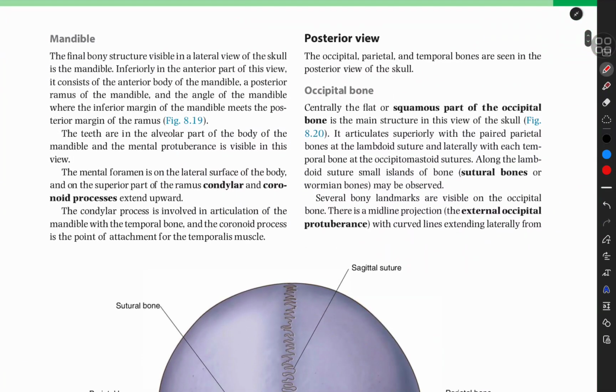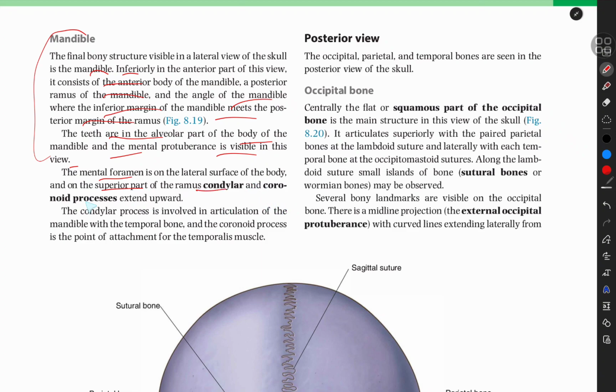The mandible. The final bony structure visible in the lateral view of the skull is the mandible. It consists of the anterior body of the mandible, the posterior ramus, and the angle of the mandible, where the inferior margin of the mandible meets the posterior margin of the ramus. The teeth sit in the alveolar part of the body of the mandible, and the mental protuberance is visible in this view. We've seen all of this before, it's just description. The mental foramen is on the lateral surface of the body.